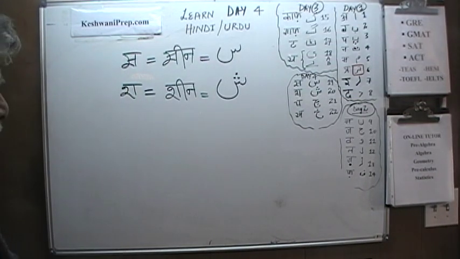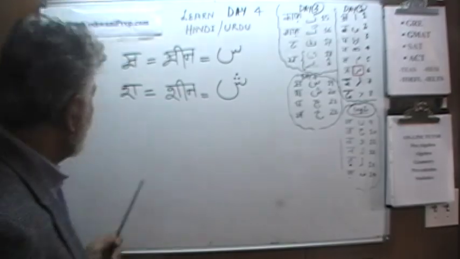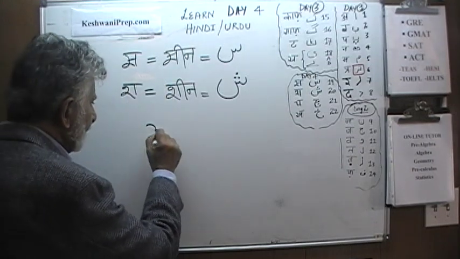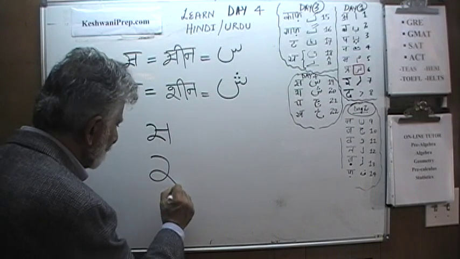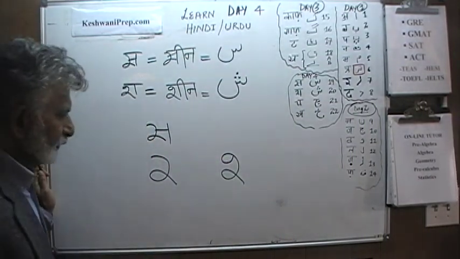So again, for those people who are here to learn to read and write Hindi, let's slow down and make sure we understand this thing right here. As you can see, this joins. It joins, that's the first difference. And the second difference is that this just goes like this, and the other one has to go like this. That's your Sheen.